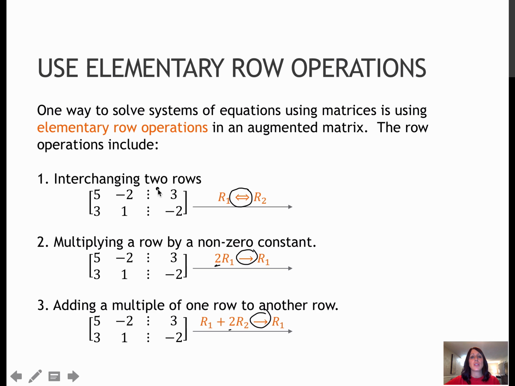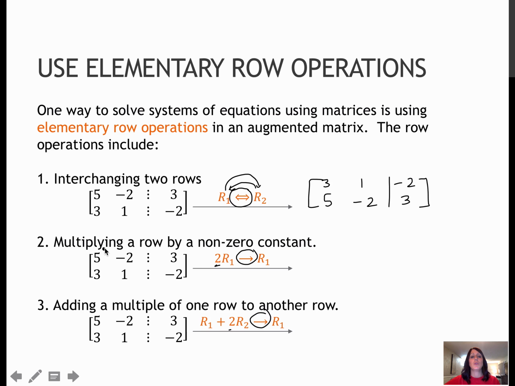But to interchange 2 rows, notice this is R1 and then a double arrow R2, which essentially means R1 will become R2 and R2 will become R1. So that means row 1 should become row 2, so 5, -2, 3. Row 1 is now row 2. Row 2, 3, 1, -2 is now row 1. So that's interchanging 2 rows.